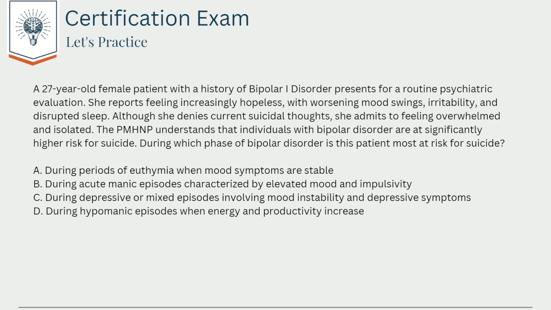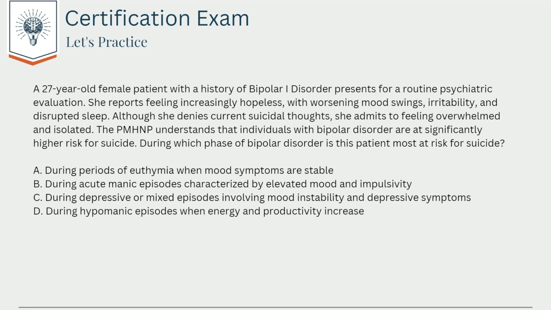Answers include A, during periods of euthymia, when mood symptoms are stable. B, during acute manic episodes characterized by elevated mood and impulsivity. C, during depressive or mixed episodes involving mood instability and depressive symptoms. Or D, during hypomanic episodes when energy and productivity increase. Okay, so think carefully about the phases of bipolar disorder. Which phase carries the highest risk for suicide? Take a second.